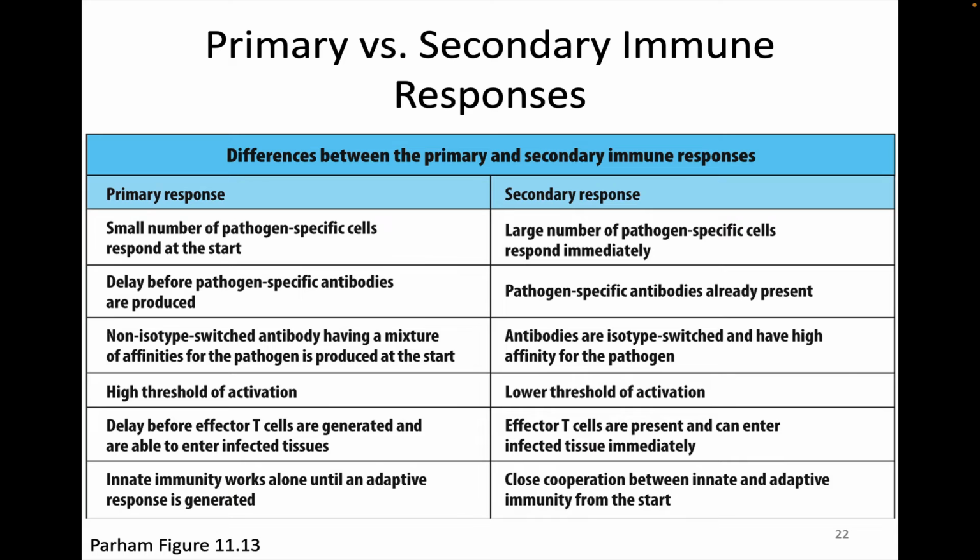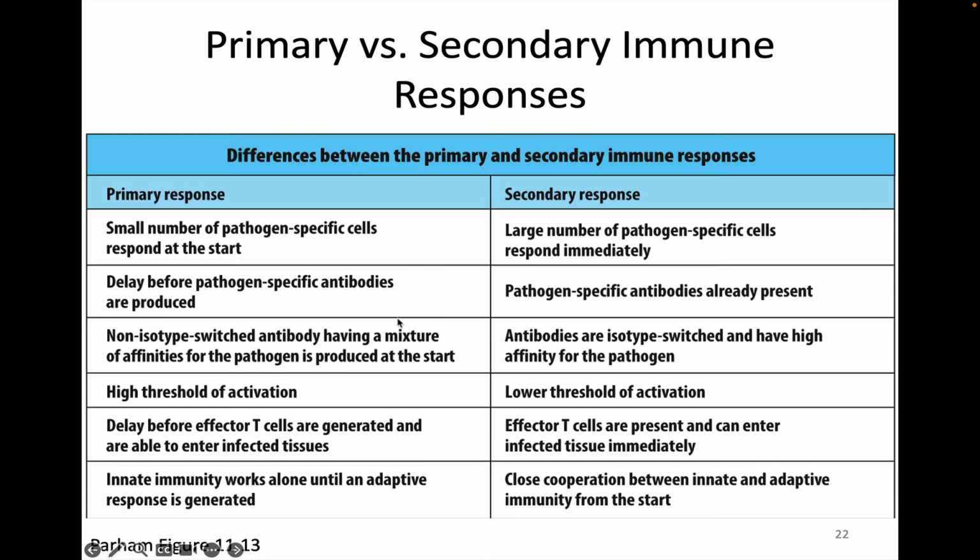So here you can see some details of the differences between primary and secondary immune response. At the primary response, we have a really small number of pathogen-specific cells at the start, while in the secondary response, we have a larger number. So some of it's just numerical improvement. In the primary response, we've got this delay that we didn't have in the secondary response. In the primary response, the cells have a high threshold to be activated. The cells have a lower threshold to be activated in the secondary response. We have that delay, like we said, in the primary. We have the cells that are ready sort of immediately and can start acting in a secondary response.